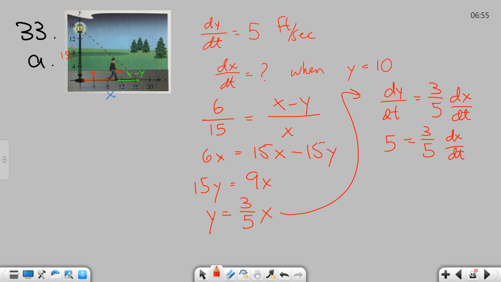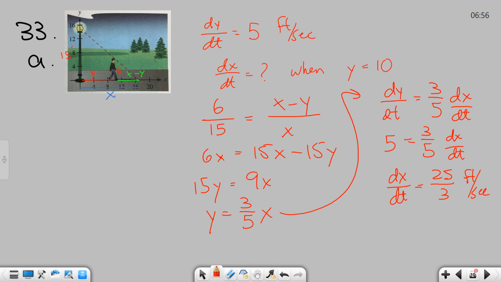And we get dx/dt is equal to 25/3. And that would be feet per second.